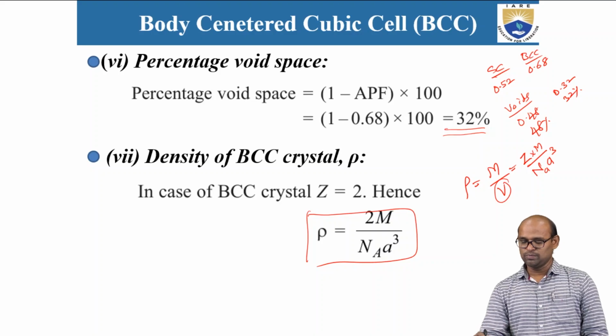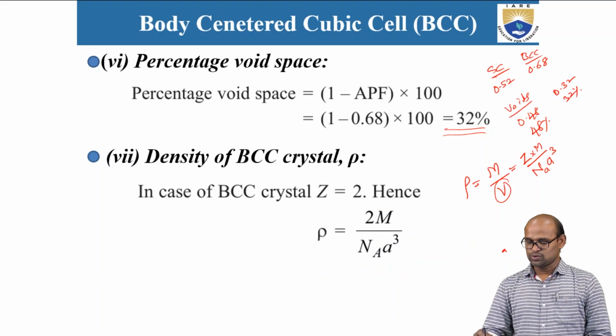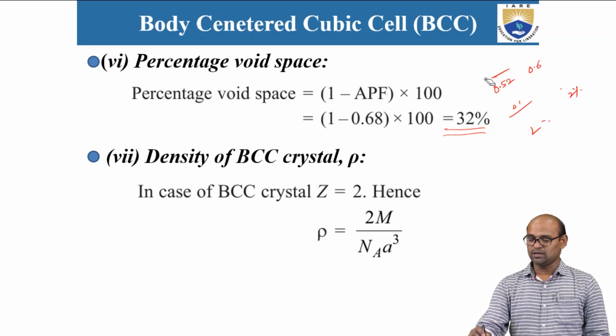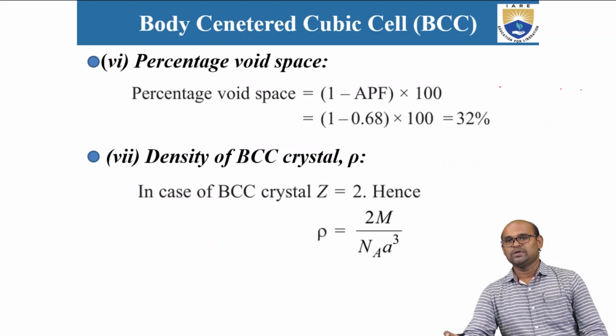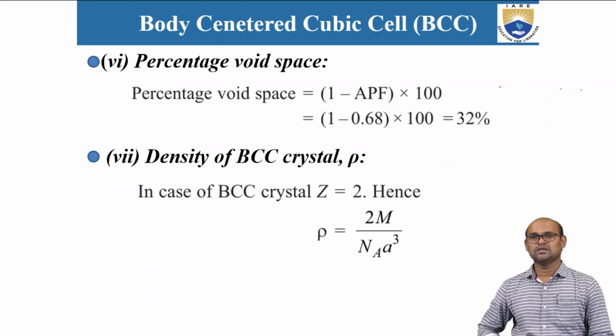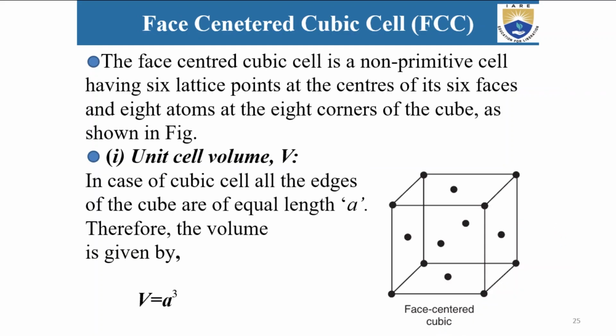So for the simple cubic unit cell, density is M by NA into a cube, because Z is 1 for the simple cubic unit cell. So we have also calculated density for the simple cubic unit cell, and we have compared it with BCC. Okay. So we have calculated 7 parameters for the BCC unit cell, which is the body centered cubic unit cell. And now let us look at the FCC unit cell, which is the face centered cubic unit cell. Okay, now we are going to calculate all these 7 parameters for the FCC unit cell.